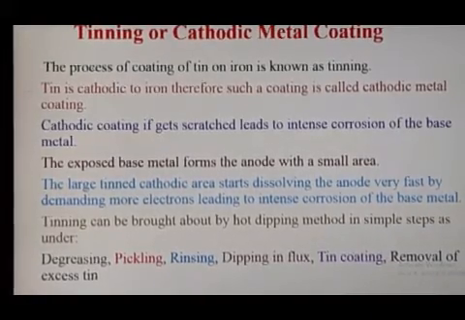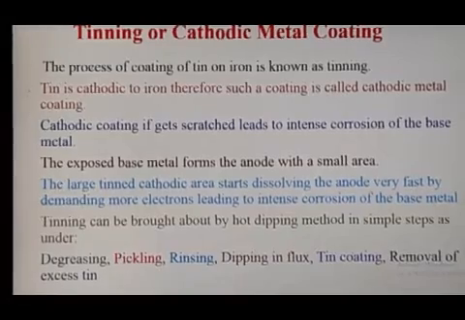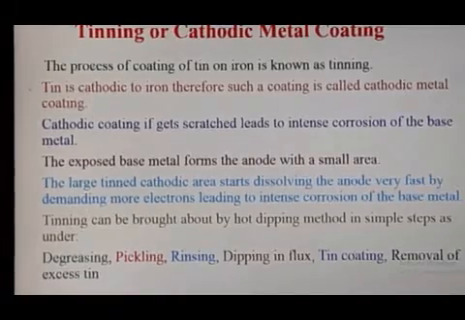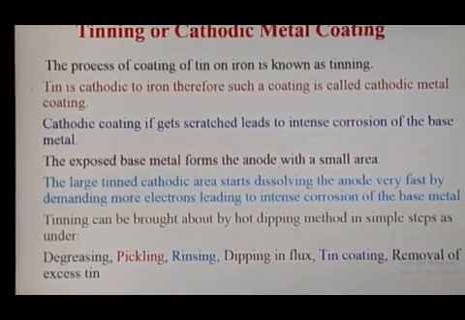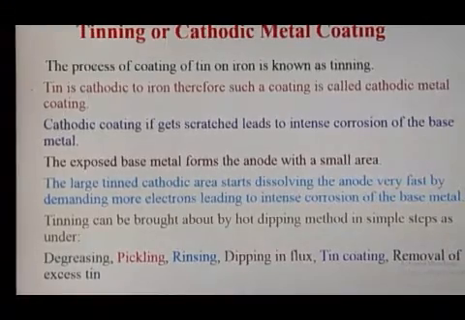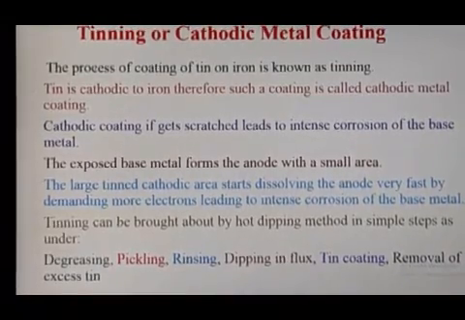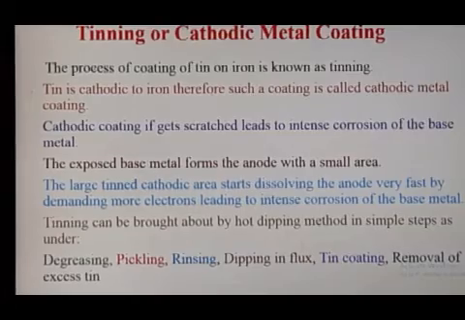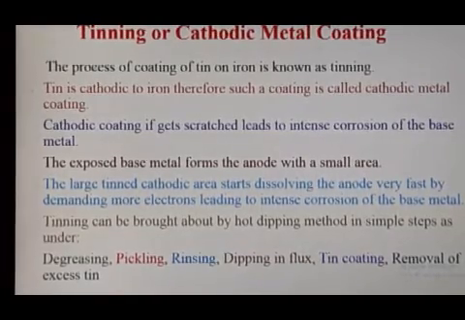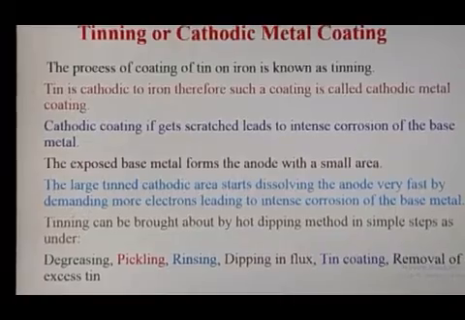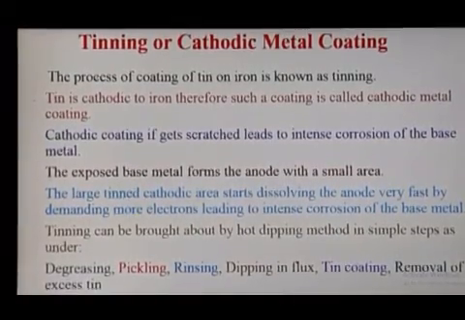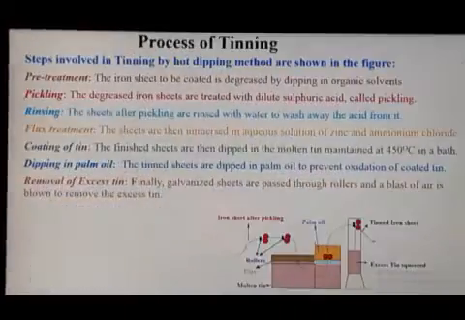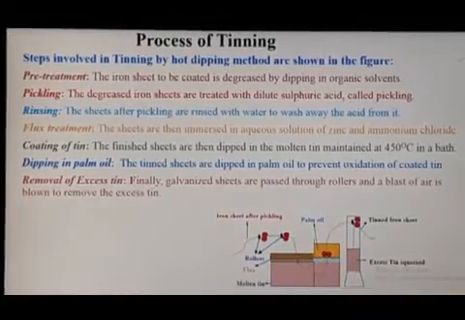But if a small scratch appears on the tin sheet, then the small scratch forms the anode and the large surface area of the tinned plate forms the cathode, which leads to intense corrosion, which is nothing but pitting corrosion, leading to the formation of holes on the metal surface. Therefore, if we are using tinned sheets, we should use them very carefully so that they do not get any scratches.